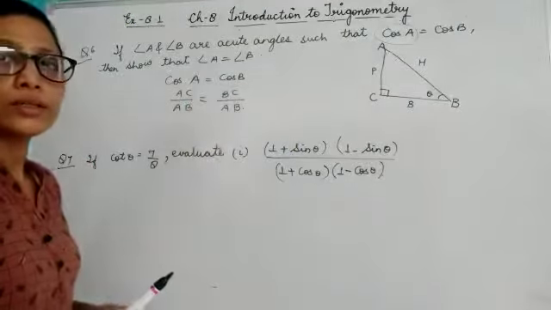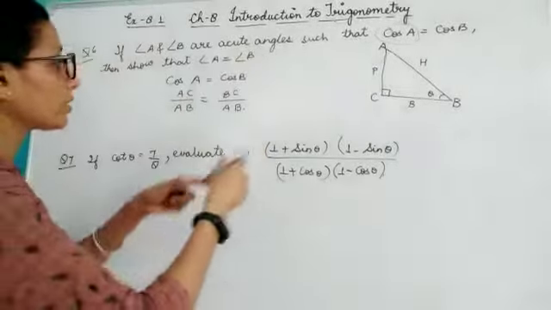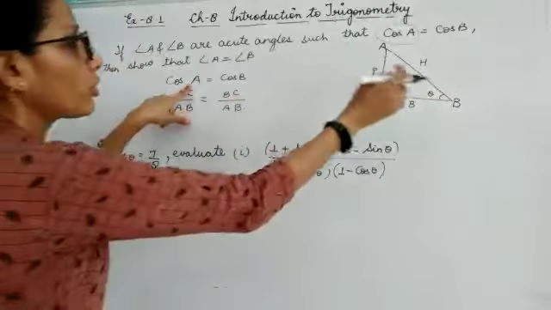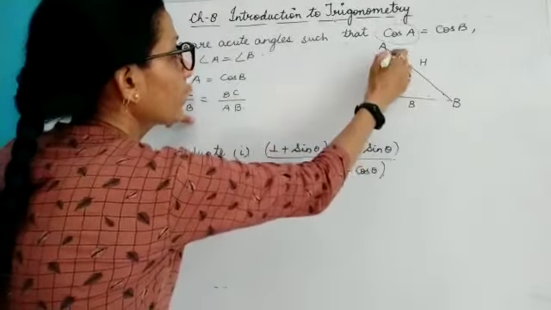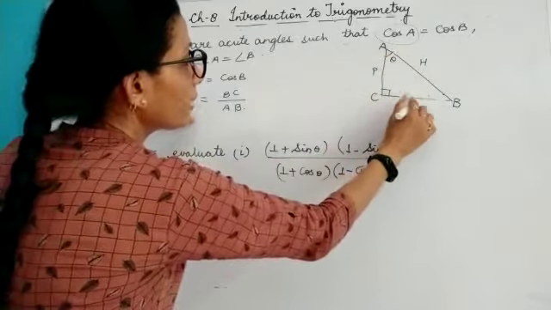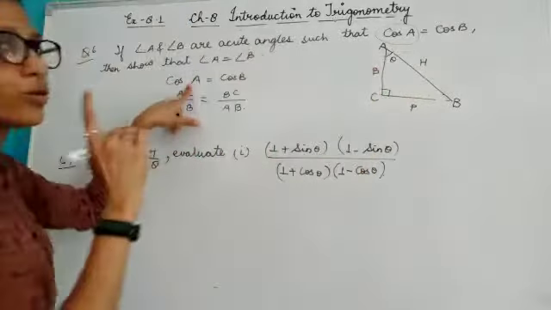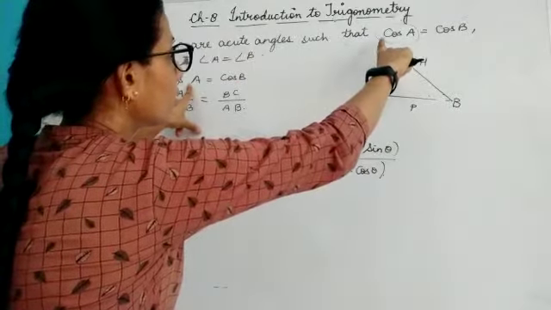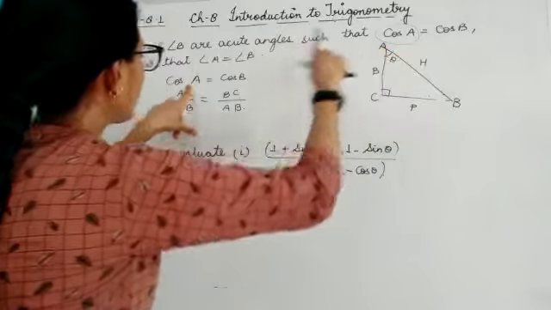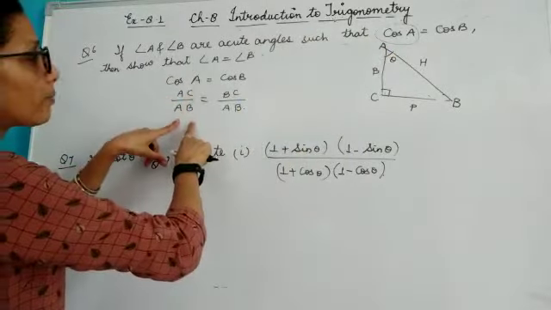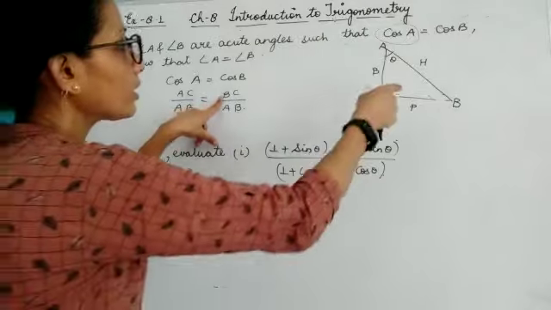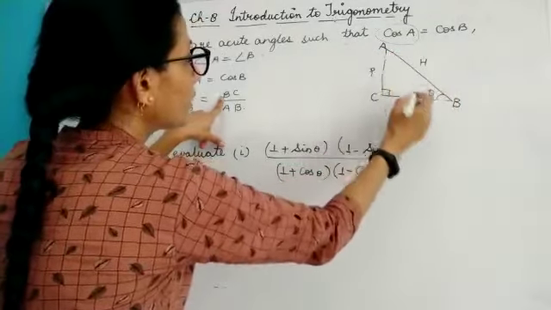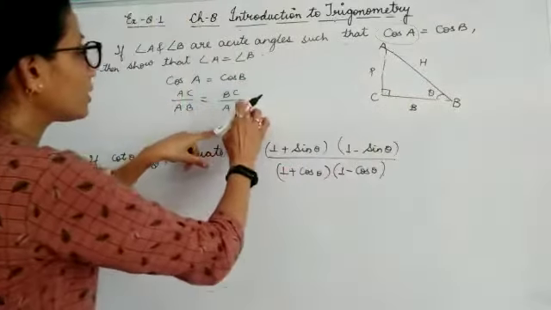Okay. Now children, here you see, let's check out our first thing, cos A. When theta is placed at angle A, then this will be your perpendicular and this will be your base. And you know cos A is base upon hypotenuse. So what is your base over here? This is your AC, so I have written AC and your hypotenuse AB. That means if I take theta over here, then this will be your perpendicular and this will be your base. So this is BC by AB.